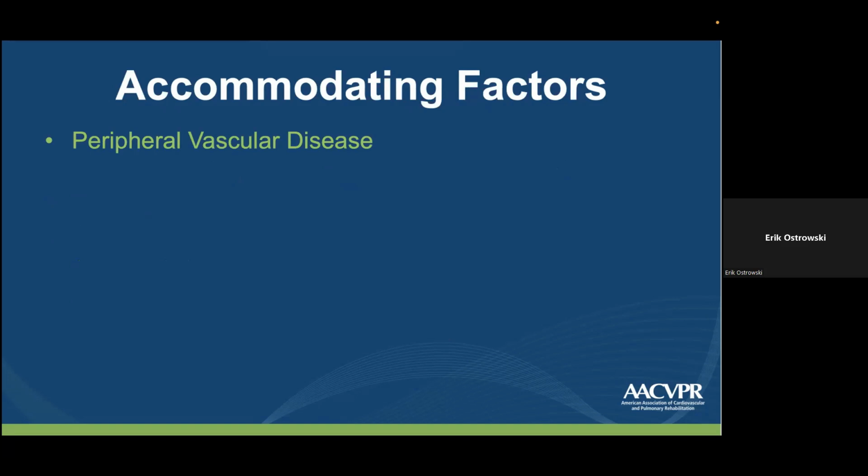So we could also see patients with peripheral vascular disease. We're seeing a lot more patients with peripheral vascular disease, actually. And so these patients may have difficulties achieving recommended intensity levels due to intermittent claudication and pain in their legs from their peripheral vascular disease. So making sure that we are accommodating these patients and adjusting exercise modalities and intensities to help these patients continue on in our programs.